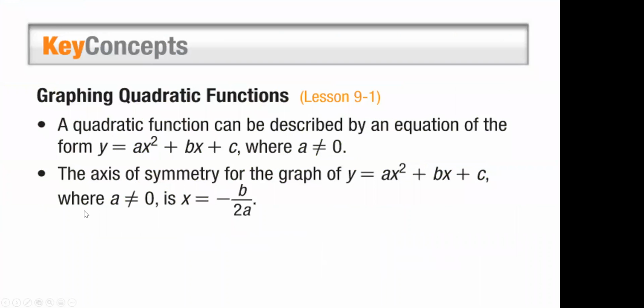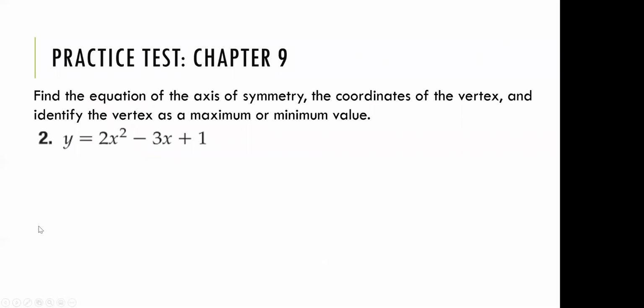So the first section talks about graphing quadratic functions, okay? A quadratic function can be described by an equation of the form y equals ax squared plus bx plus c, where a is not equal to 0. And you need to know the equation for the axis of symmetry, which is x equals negative b over 2a, okay? So here it says, find the equation of the axis of symmetry, the coordinates of the vertex, and identify the vertex as a maximum or minimum value.